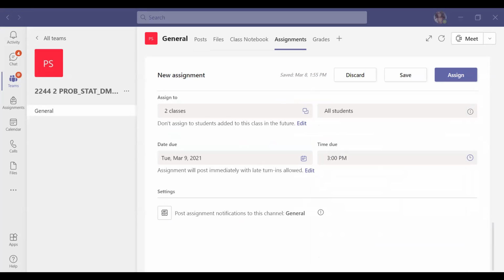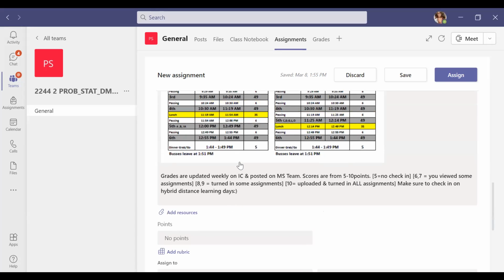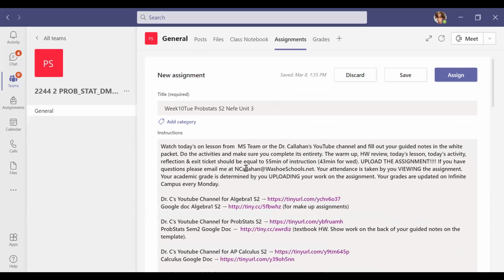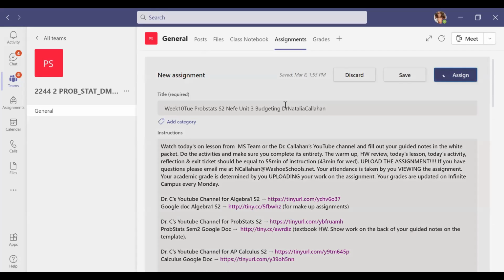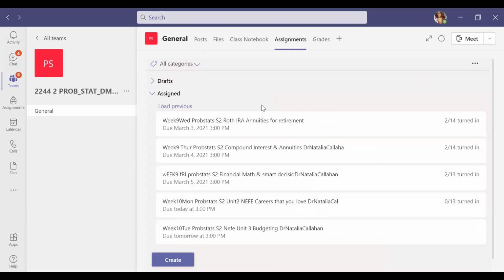All right, so today with the NEFE, our topic of discussion is going to be budgeting, and that's what we are going to focus on. So moving forward, I'm going to go back to this on budgeting. Here we go. All right, so let's go back to this then.